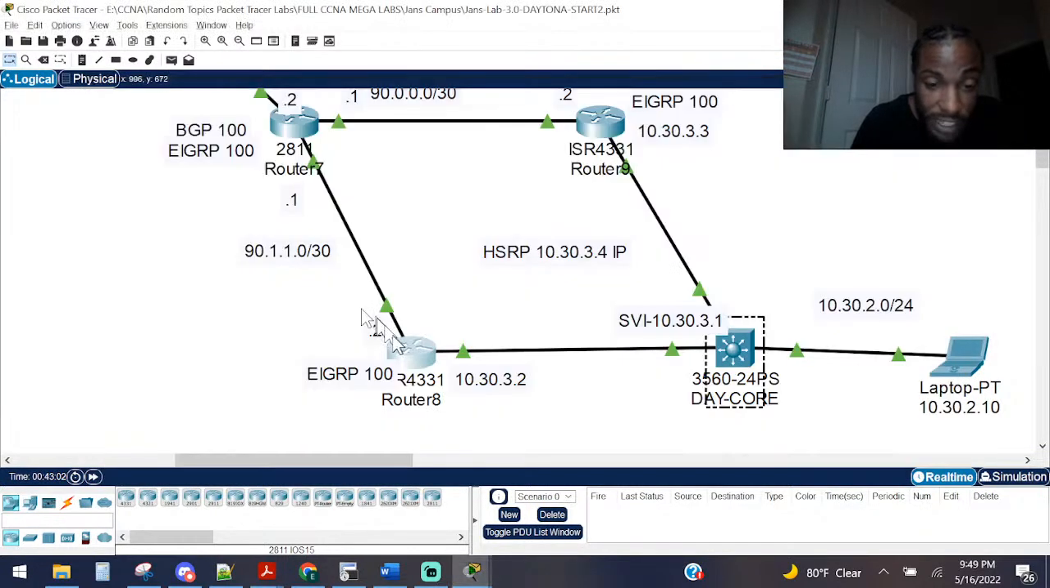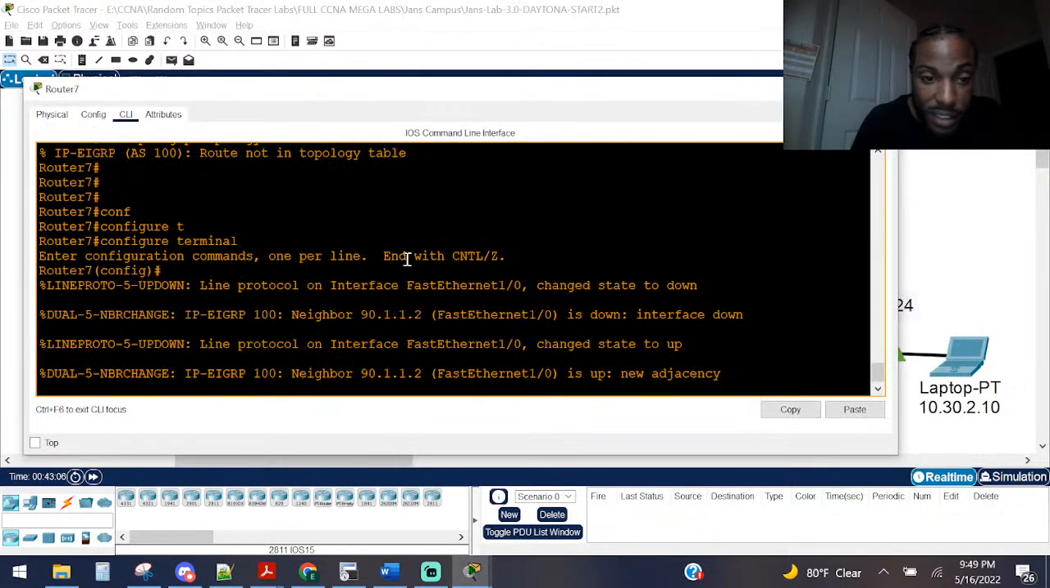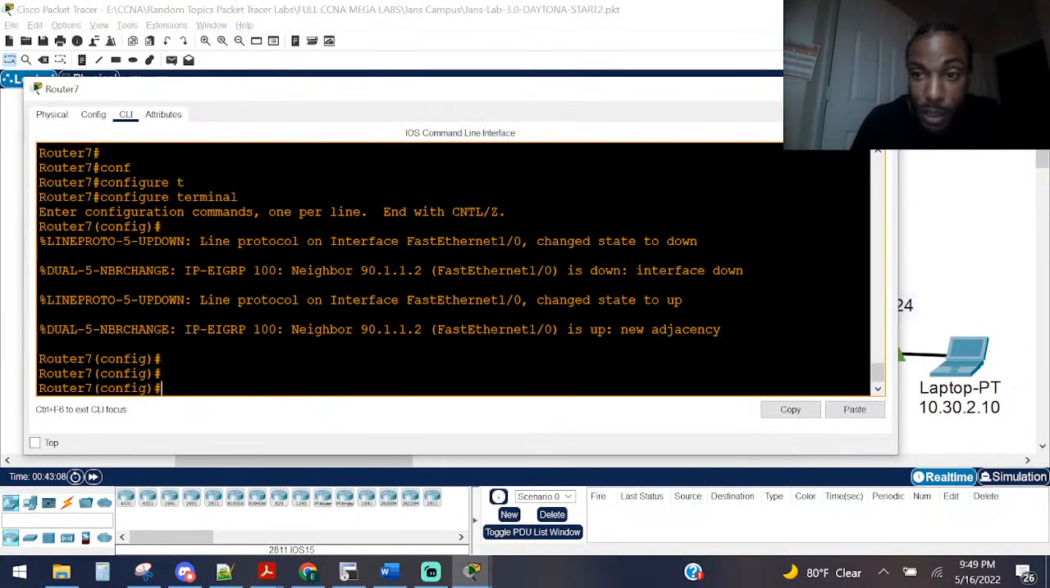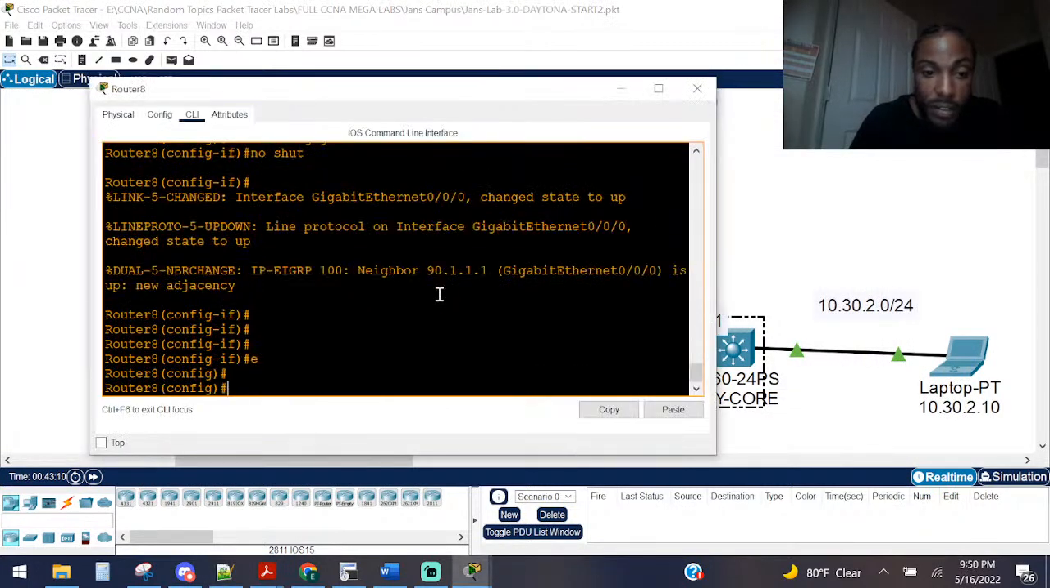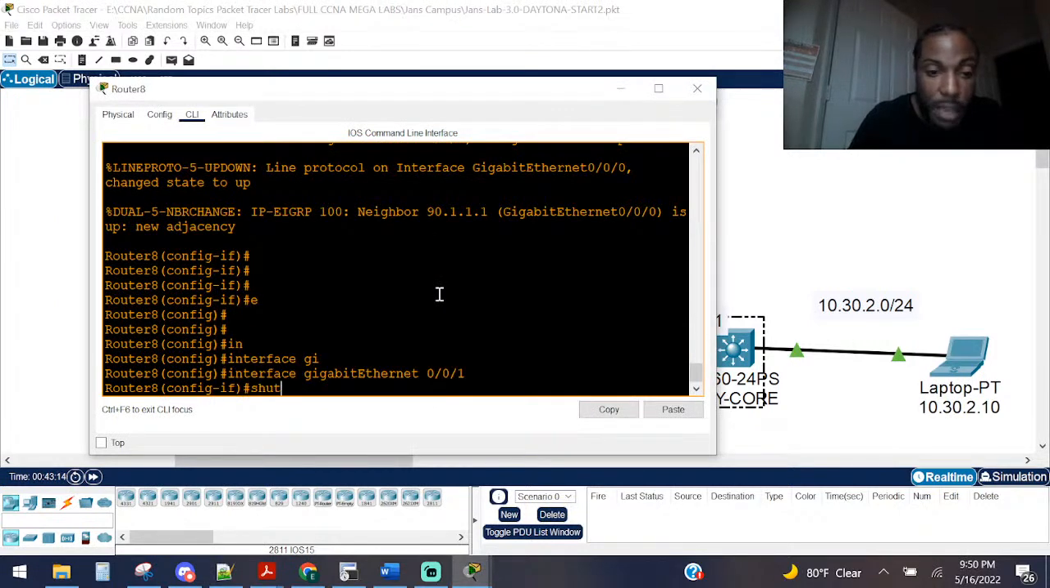Interface, that one right there, gig 0/0/1. Come on, man, all these windows. Right, it's gig 0/0/1. That's router 7. That's not what I meant to do. I meant to do router 8 and go to interface gig 0/0/1. Shut that bad boy down.